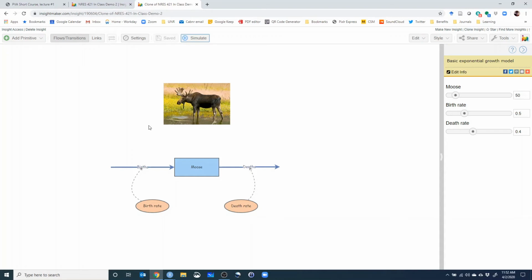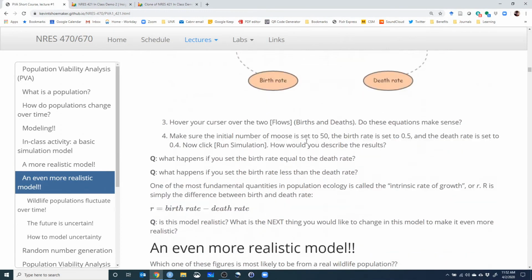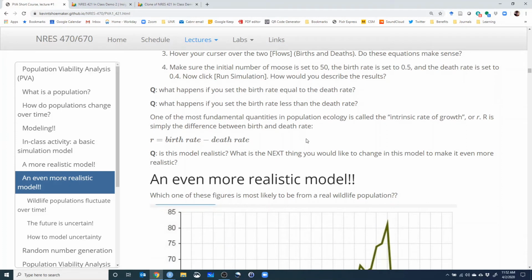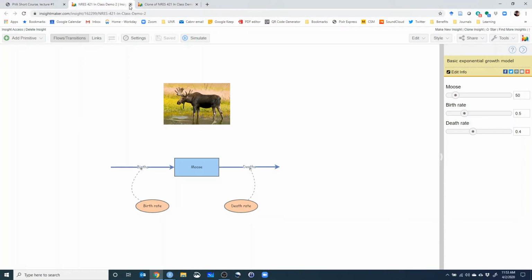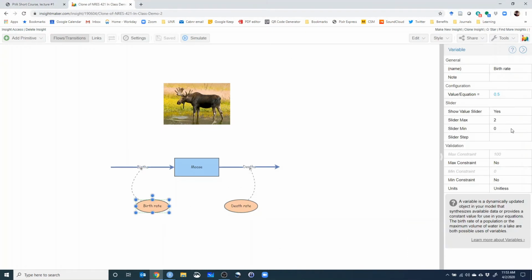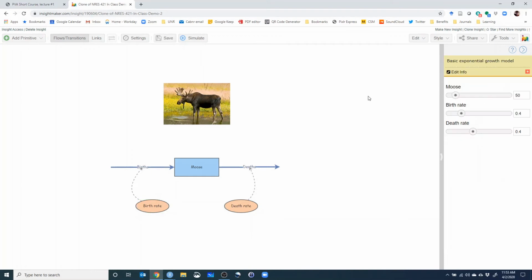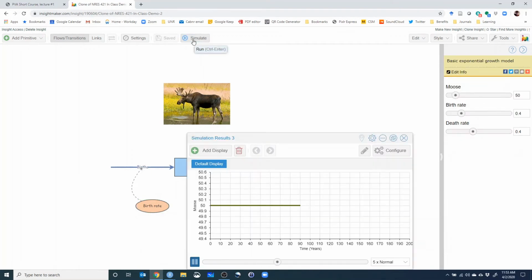All right, so going back to the lecture, we can ask a couple of questions. What happens if you set the birth rate equal to the death rate? What happens if you set the birth rate less than the death rate? And so if we go in and try that, let's go back to our clone here. Let's set the birth rate equal to the death rate. So that's 0.4. So we'll set the birth rate at 0.4 and see what happens. And clearly that means the total births is equal to the total deaths each year, and therefore we're in an equilibrium state.